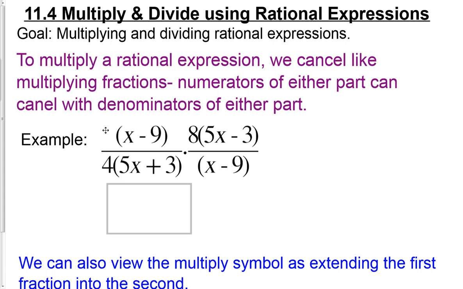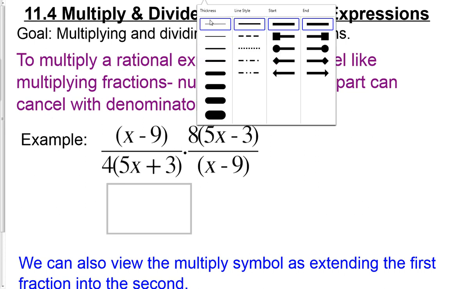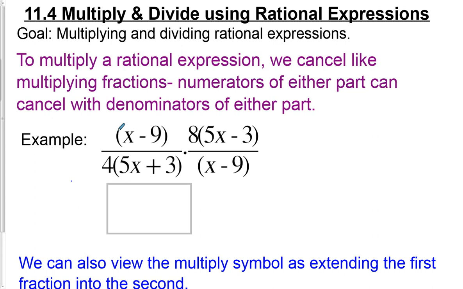Numerators of either part can cancel with denominators of either part. So for example, we've got (x minus 9) over 4 times (5x plus 3), and we've got 8 times (5x minus 3) over (x minus 9). How we would simplify here is we would take ones that are the same. So let's look at the top first. So x minus 9, is there anything on the bottom that is exactly x minus 9? Found it right here. Those would completely cancel.